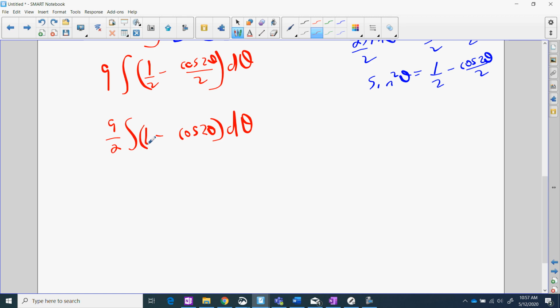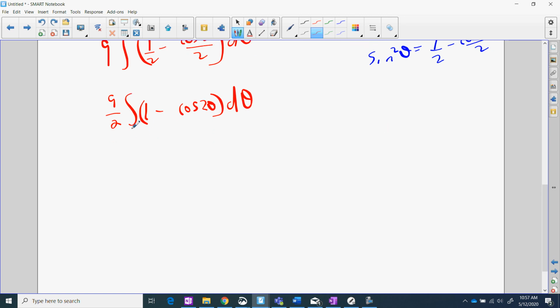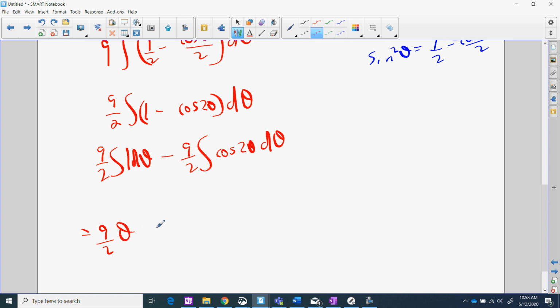Right, so that would be the same thing. 9 times 1/2 is 9 over 2. 9 times that would be the same as 9 over 2 times that. But it just gets all those constants out of the way and tidies up your integral. So now what I'm going to suggest you do is split this into 2 separate integrals. So 9 over 2 integral of 1 d theta minus 9 over 2 integral of cos 2 theta d theta. This is easy. The integral of d theta with a 1 in front of it is just theta. So this one is 9 over 2 times theta.